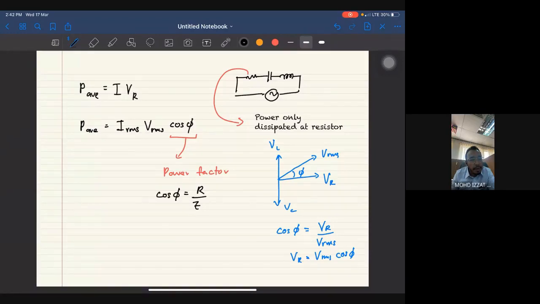Biasa kita pakai R over Z. Saya tak fikir ada question lain tak? Okay, normally we use R over Z. Daripada mana datang R over Z ni? Actually, it comes from the same phasor diagram.